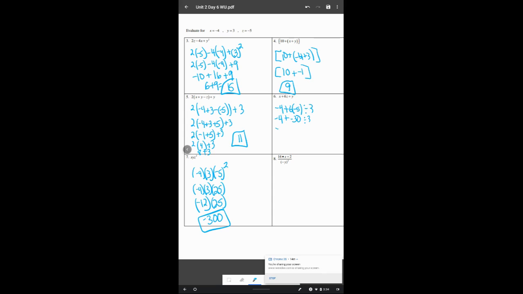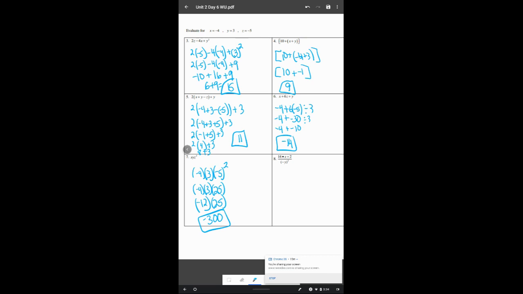So if I continue on, I'm supposed to do that division next. Negative 30 divided by 3 is negative 10. And then if I add negative 4 and negative 10 together, I believe that gives me negative 14. And if you punch all that in your calculator, that's what you should get.